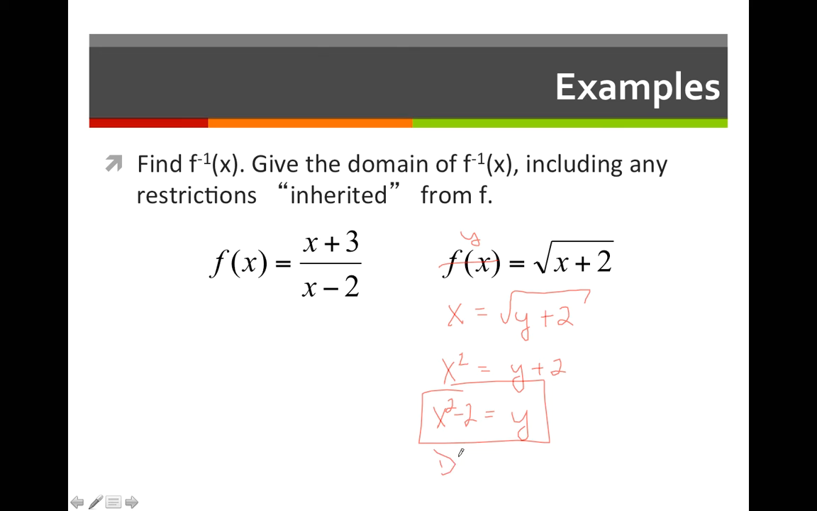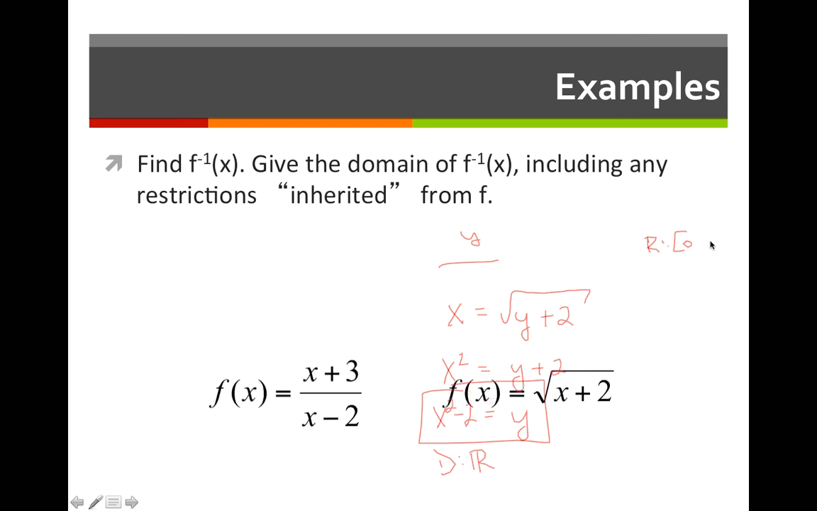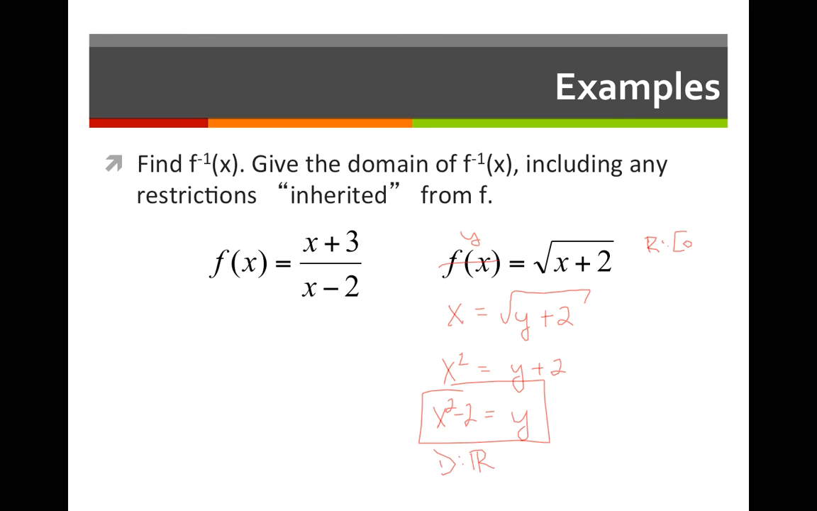The domain here is all real numbers. But the domain actually comes from the range of the original function. And the range of the square root function was only 0 to infinity. And since the range was just 0 to infinity, that's actually the new domain for this. So the domain here is not actually all real numbers. The domain is 0 to infinity because it's the original range from the function.